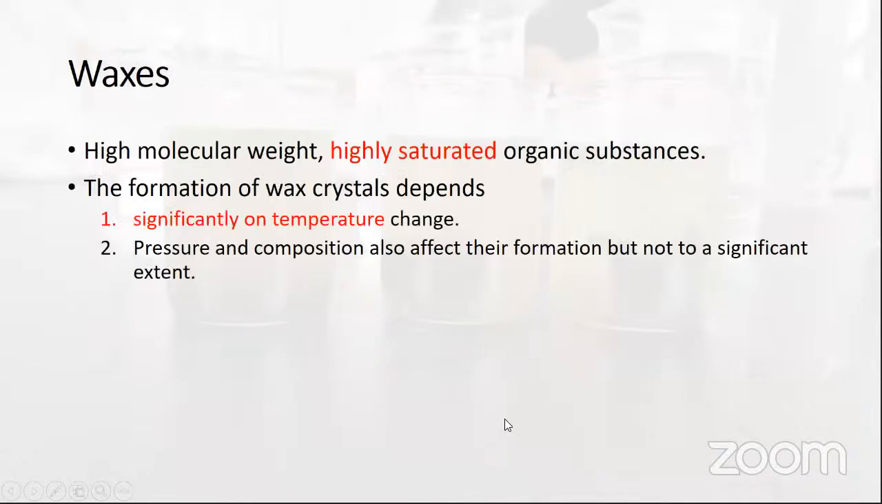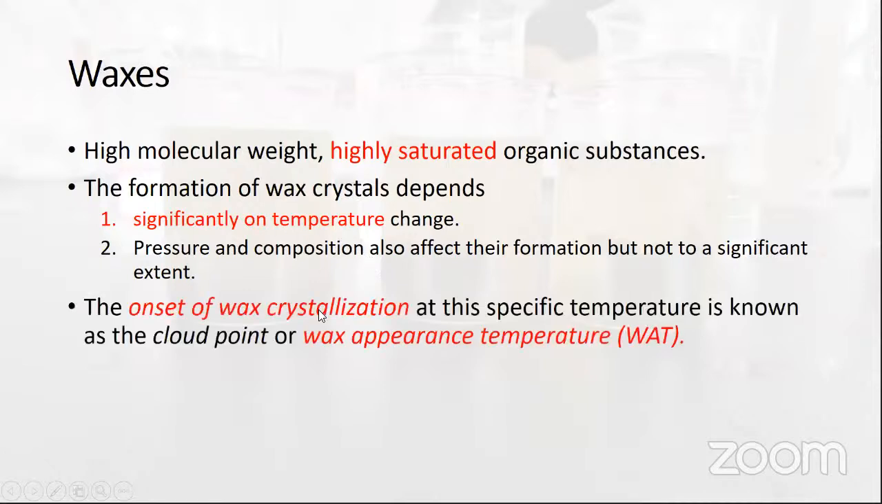For waxes, we mentioned that the waxes are saturated organic components. The main factor controlling the wax deposition is the temperature. Also, the pressure and composition affect wax deposition, but not as greatly as the temperature change. So the beginning of wax crystallization or deposition or forming is about the temperature. It's called the wax appearance temperature.